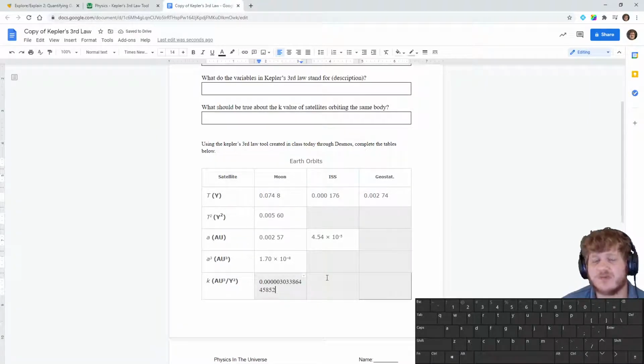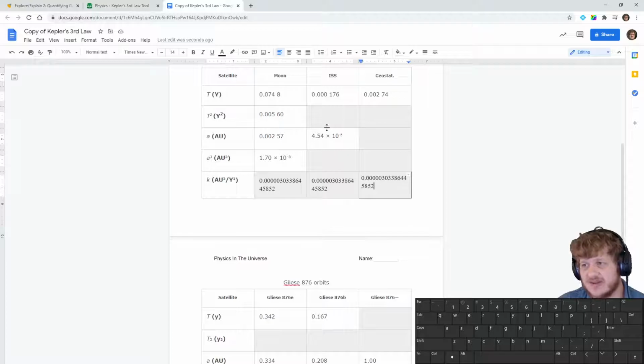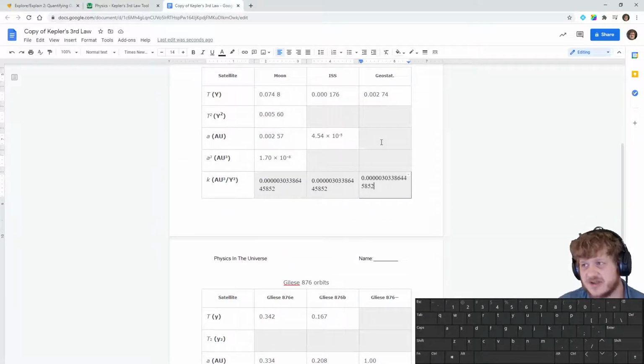Now, for our orbits, one of the things that's consistent is that everything orbiting the Earth will have the same k value. So the moon, ISS, and any geostationary orbits are going to have the same k value in each case. So we can use that to further solve some of our information, like with the geostationary orbit, where we don't necessarily know the distance. So we can utilize this k value and this t.